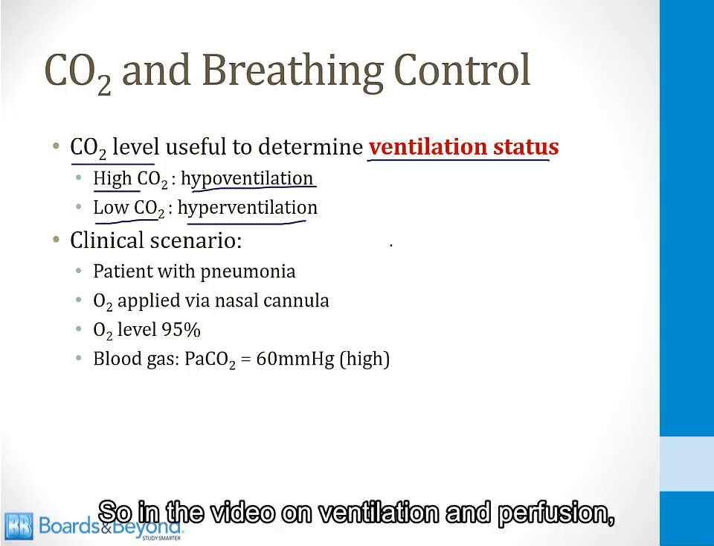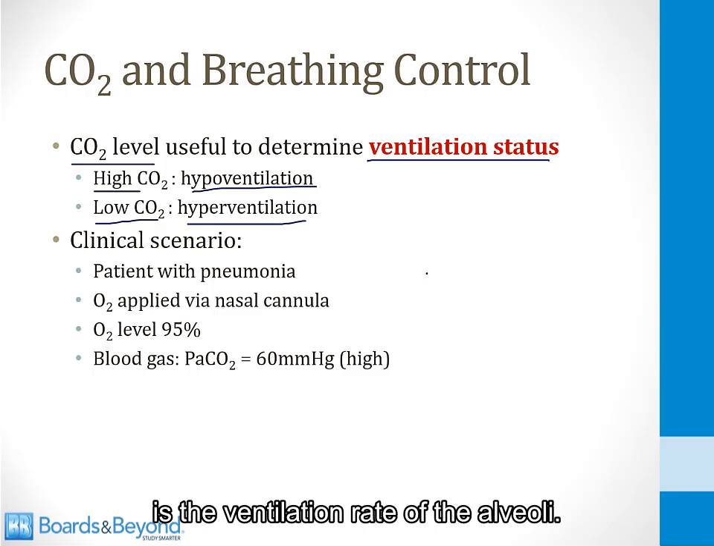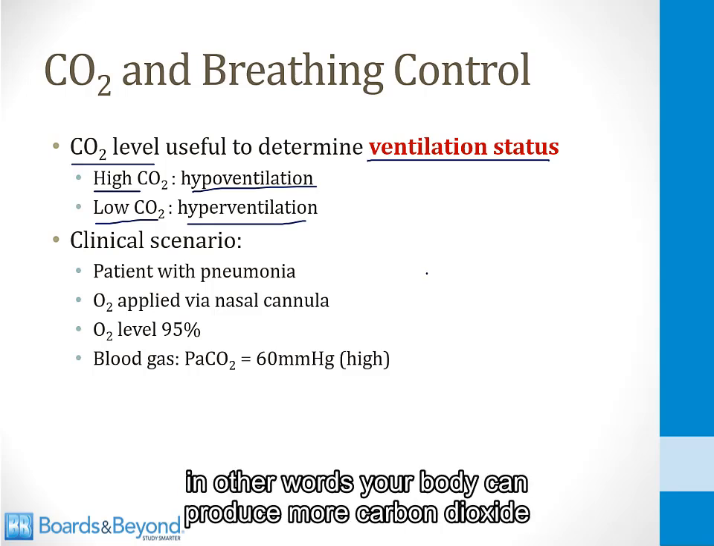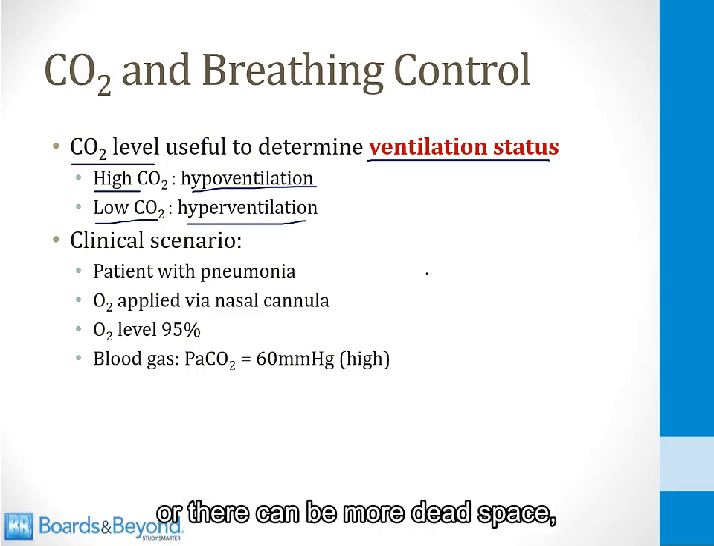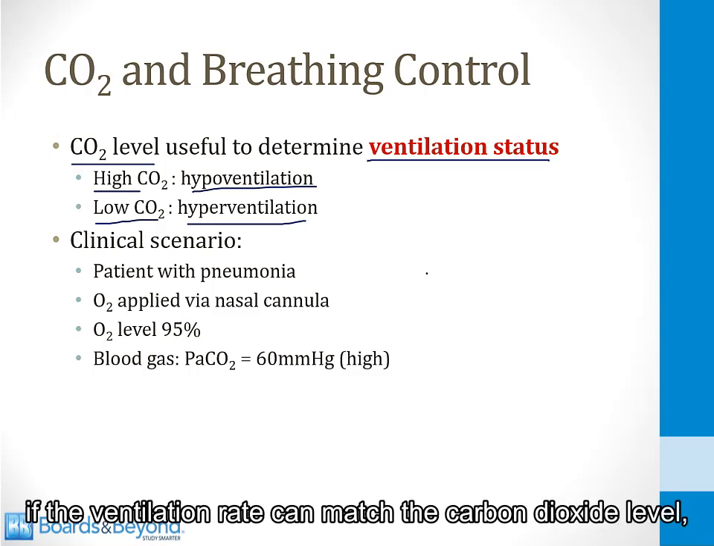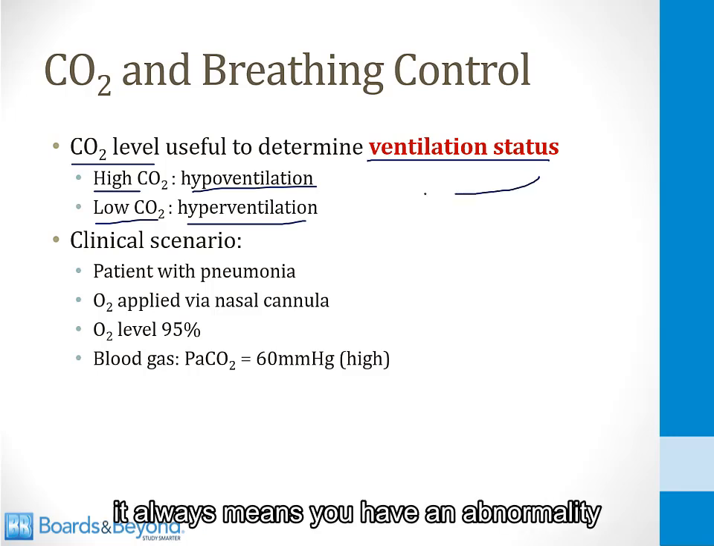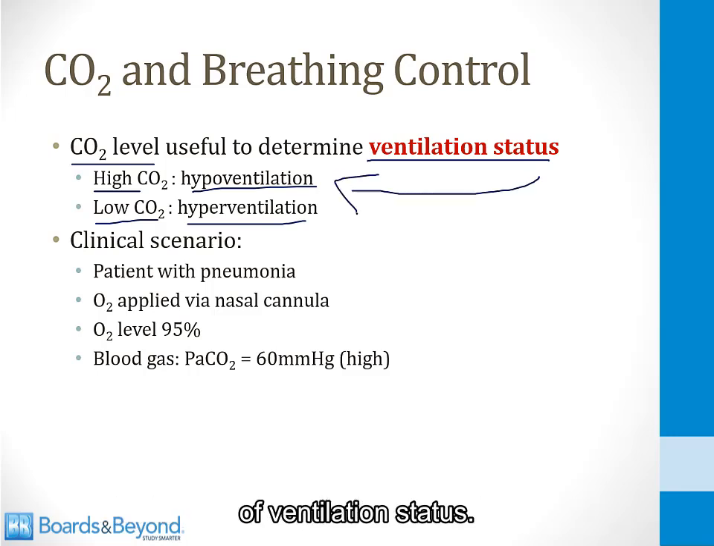So in the video on ventilation and perfusion, I talk about the determinants of the carbon dioxide level. And one of the major determinants is the ventilation rate of the alveoli. There are other determinants. In other words, your body can produce more carbon dioxide or there can be more dead space. But no matter what happens with those things, if the ventilation rate can match the carbon dioxide level, then the carbon dioxide will stay normal. Anytime you have abnormal carbon dioxide, it always means you have an abnormality of ventilation status.